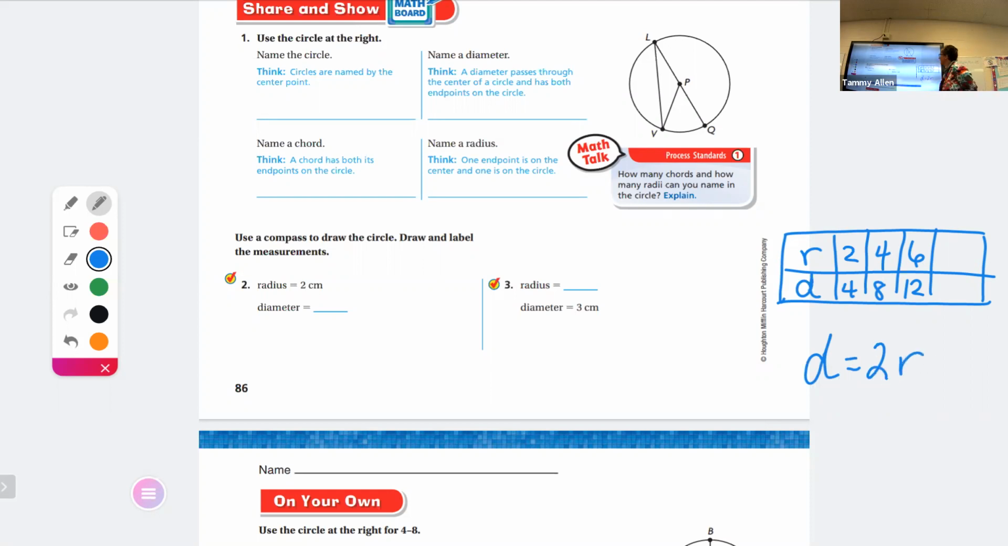Take a look at the circle. If this is the radius and this is the radius, and this whole thing is the diameter, is 2 times the radius equal to the diameter? That makes sense? Okay. The diameter is always 2 times the radius. That makes sense? Okay. What if I started with the radius? The radius is always what compared to the diameter?